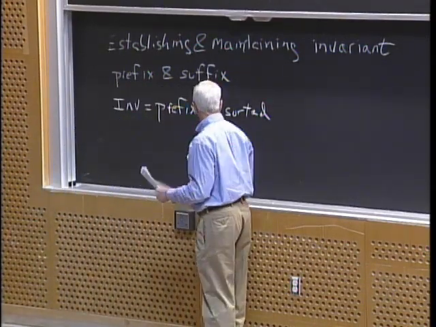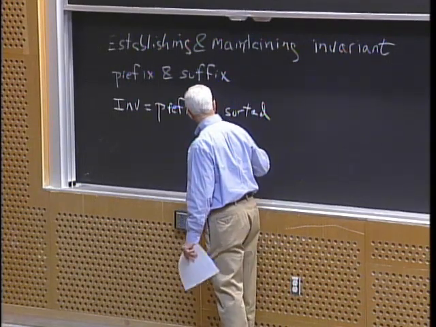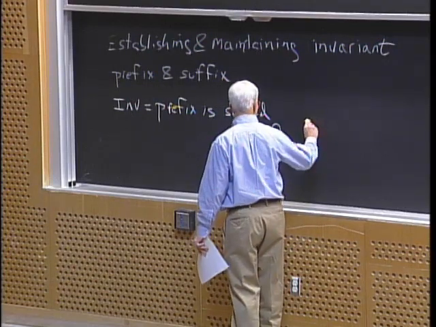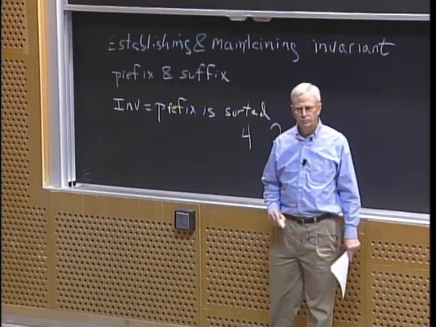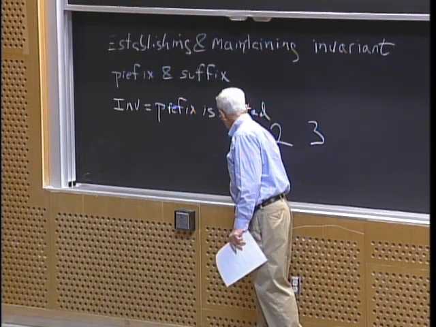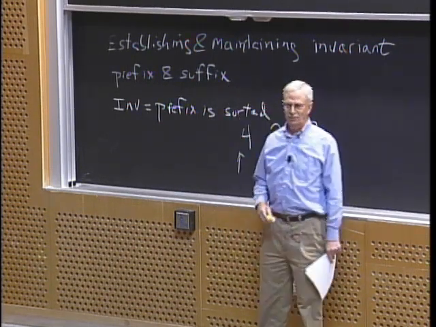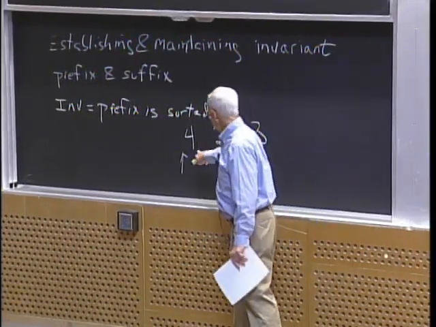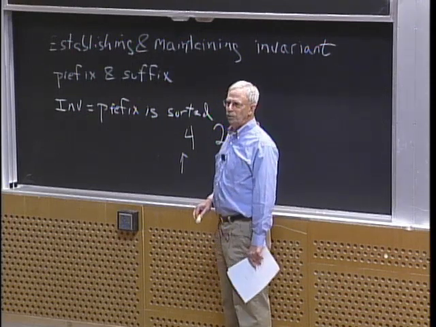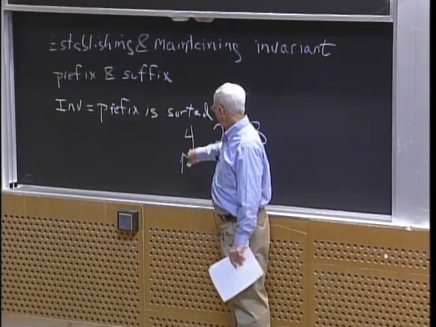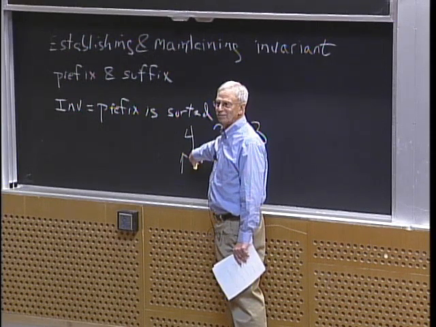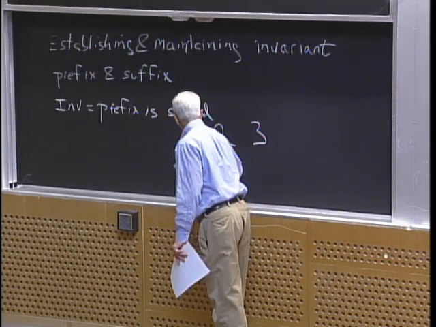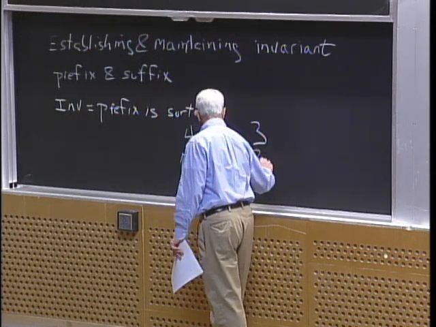So you can think about it, for example, if I have a list that looks like 4, 2, 3. I'll start pointing here, and the prefix, which contains nothing, obeys the invariant. I'll then go through the list and find the smallest element in the list and swap it with the first element. So my next step, the list will look like 2, 4, 3.